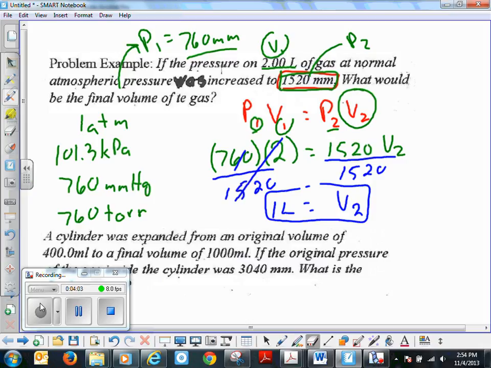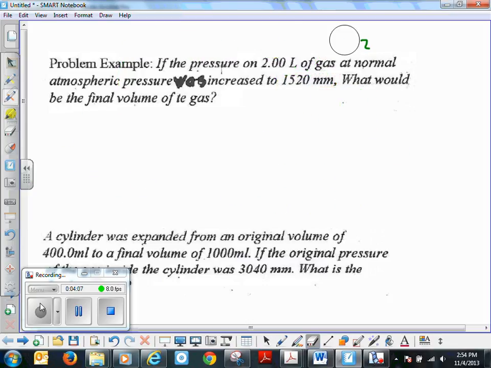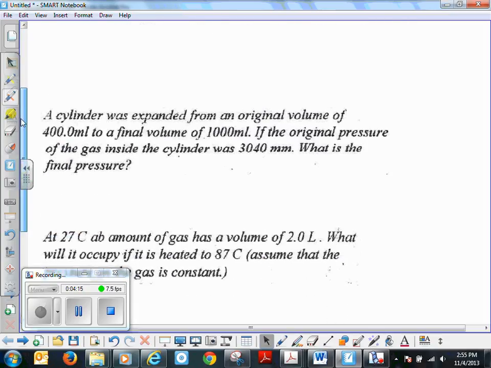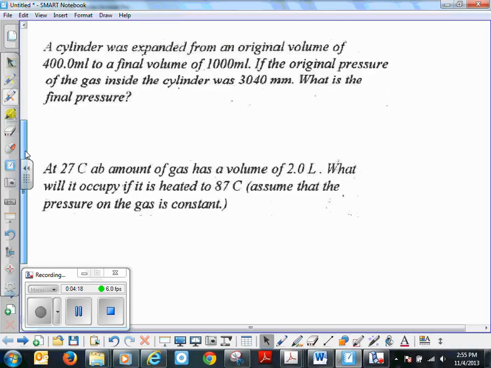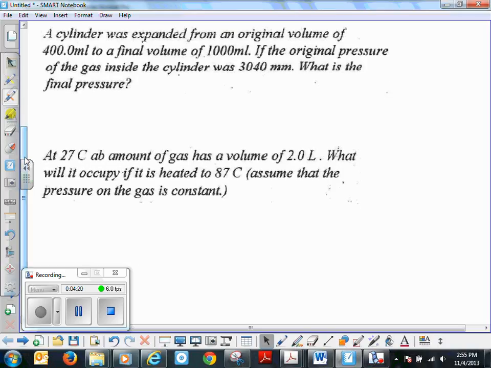Okay, so this is still Boyle's law. And I think the hard part of this stuff is probably not the math, but probably the whole kind of story problem. Trying to figure out where to put your variables. Okay, so this is Boyle's law here. I'll let you do this one. Try it.